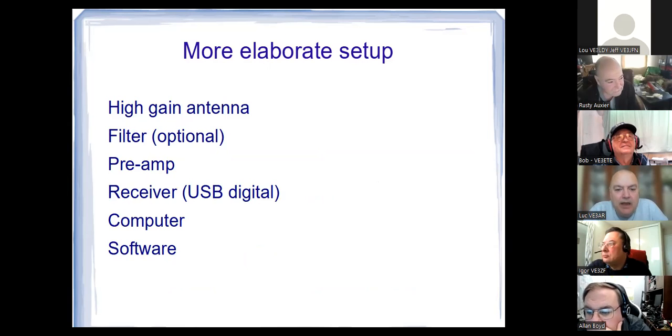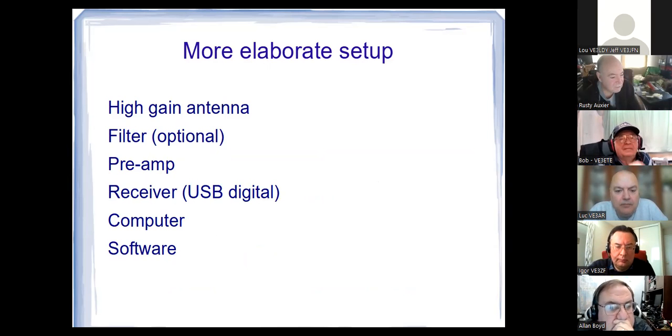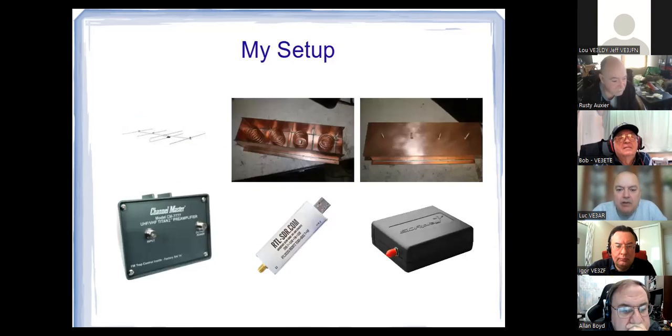So a more elaborate setup, and that's what I had done. I had a high gain antenna. It was only 4 elements, but it's better than rabbit ears. I built a filter, but that's optional. I bought a preamp, and I did use an RTL-SDR USB receiver, my computer, and the software. That was more elaborate. And here's a picture of what I had done.